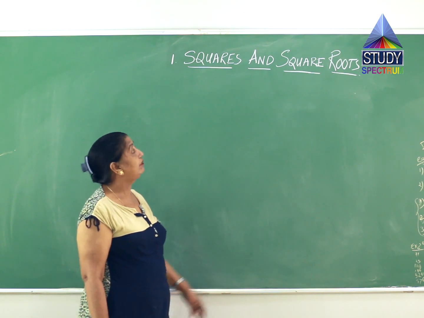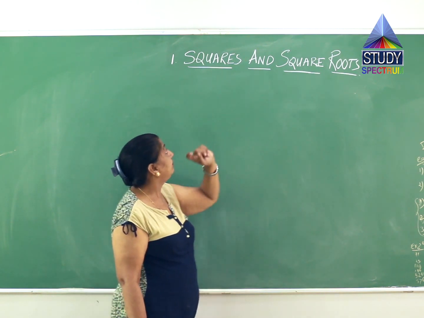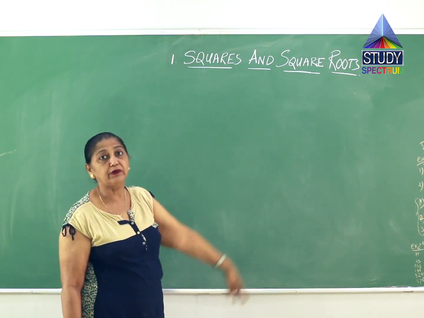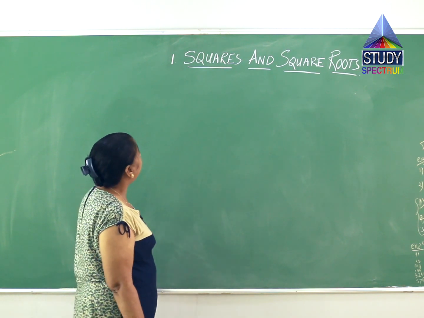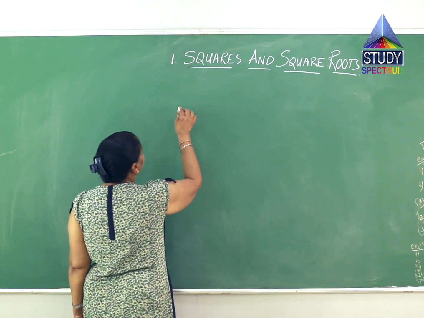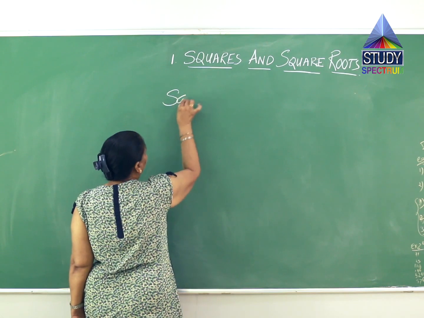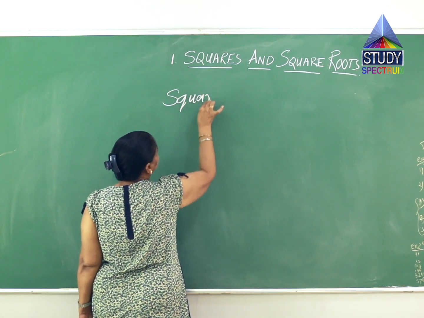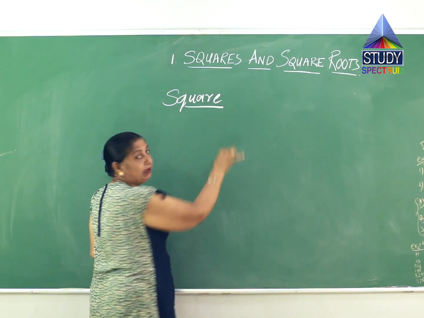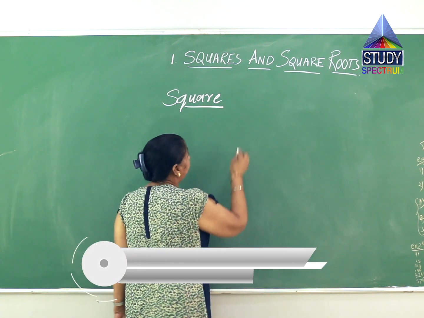Now today we'll start with the first chapter of 8th standard, that is squares and square roots. Before going to that, let me explain what a square is. The square of a number means the number multiplied by itself.